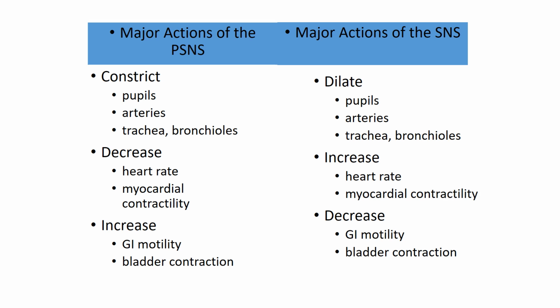So to sum that up, the major actions of the parasympathetic nervous system, the cholinergic nervous system, are: pupils, arteries, trachea, and bronchioles constrict. Heart rate and myocardial contractility decrease. And GI motility and bladder contraction increase. On the opposite side, major actions of the sympathetic or adrenergic nervous system: the pupils, arteries, trachea, and bronchioles increase or dilate. The heart rate and myocardial contractility increase. And GI motility and bladder contractions decrease.